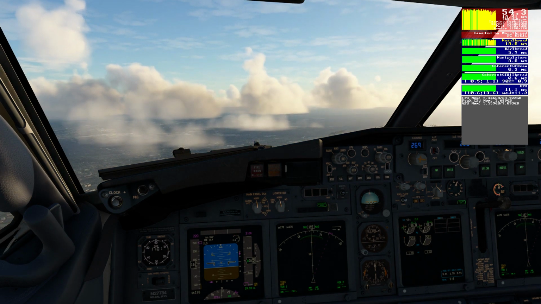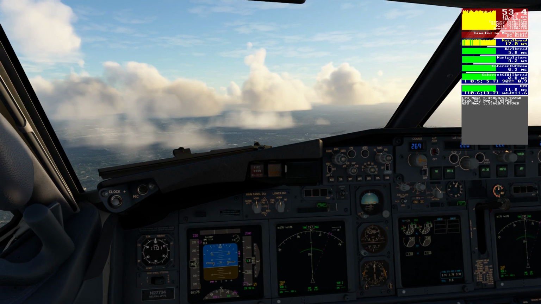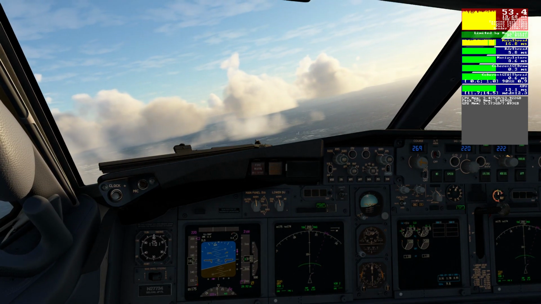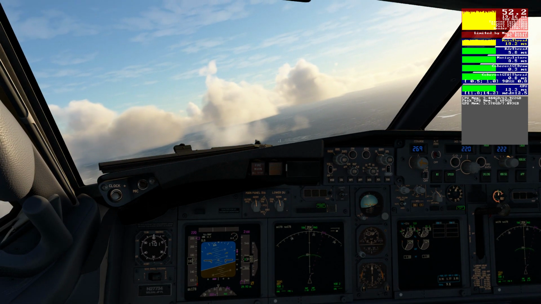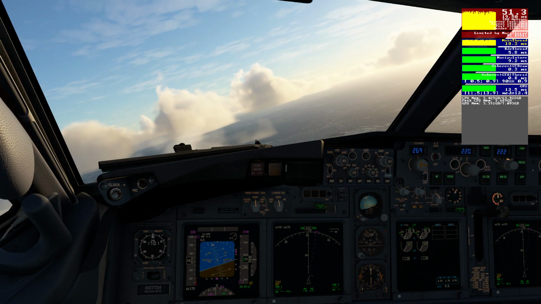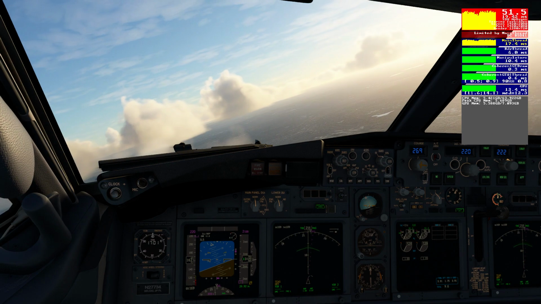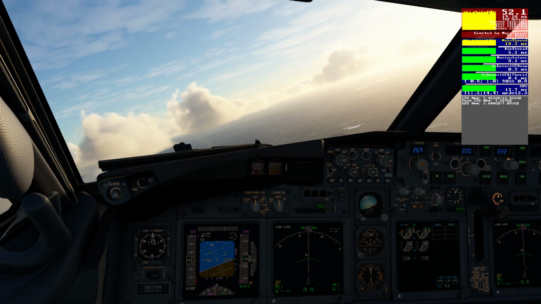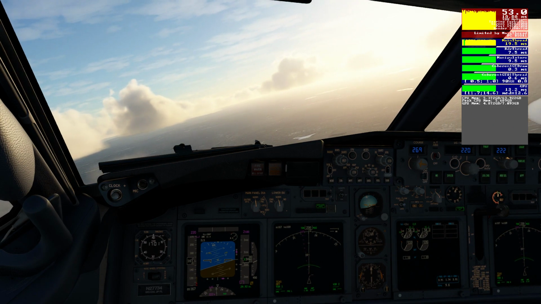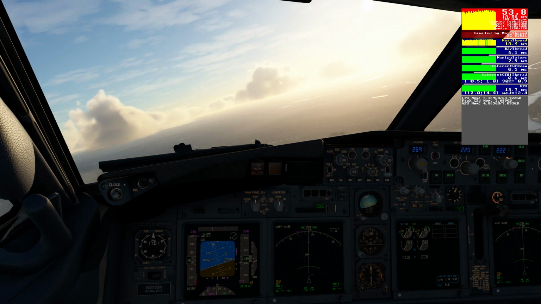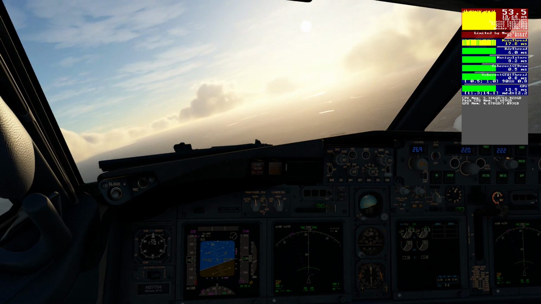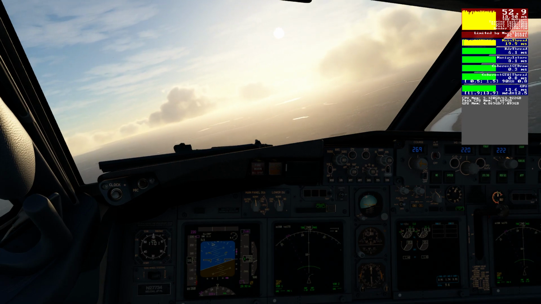So what I might do is try and get this scaled up, maybe in the NVIDIA control panel, to render at a much more reasonable rate. I'm not paying attention to what I'm doing here at all. I'm focusing more on the stutters on the FPS counters.